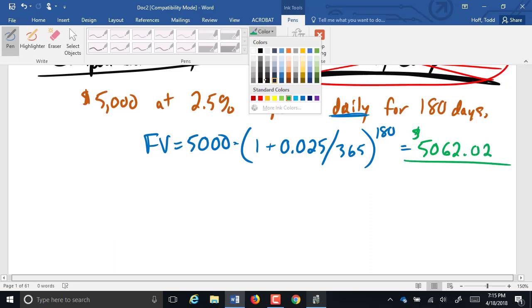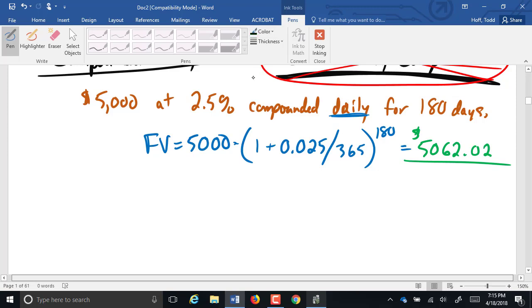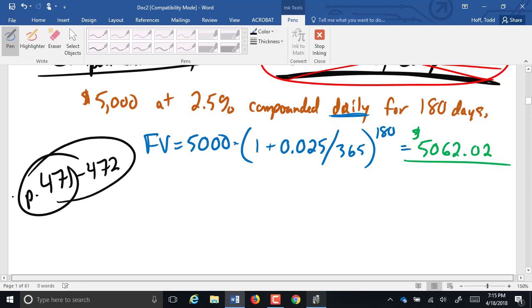Now let's find the result out of the book. On page 471. Your book has a daily, it actually goes over to page 472 as well. Your book has a daily compounding table. This daily compounding table is much more complex to use. So I'm going to put some steps down here.